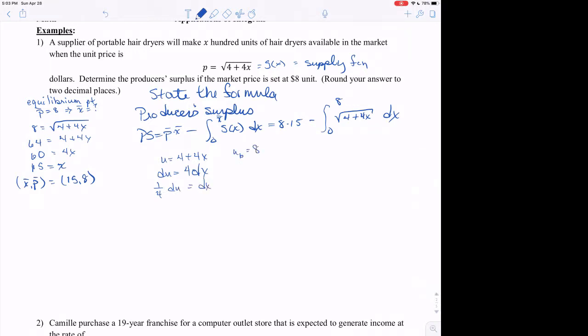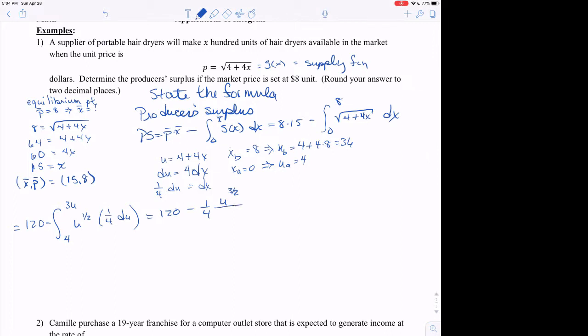If xb equals 8, then ub equals 4 plus 4 times 8, so that's 36. If xa equals 0, then ua equals 4. So this becomes 8 times 15 is 120 minus the integral from 4 to 36, u to the 1/2 times 1/4 du. Now we integrate, and that should be a minus sign there. 120 minus 1/4 u to the 3/2 over 3/2. And we're going to evaluate that from 4 to 36.